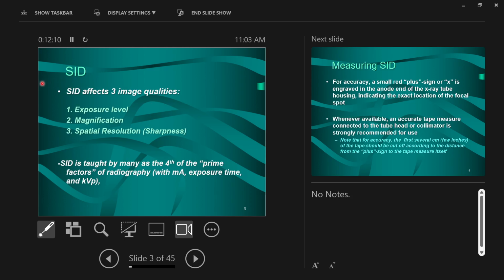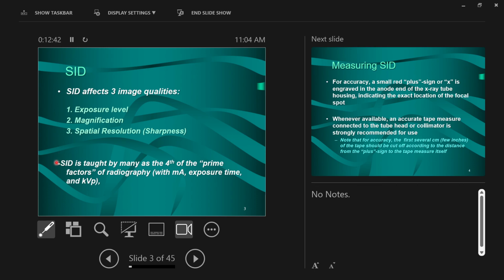All right, the three things that SID can affect: it has a direct effect on exposure. This is going to be a big thing I want to talk about here today, how SID affects exposure. This is why we standardize it to 40 and 72 inches, because minor adjustments to SID make big changes to exposure. SID affects magnification, that's geometric integrity, as well as spatial resolution, sharpness.